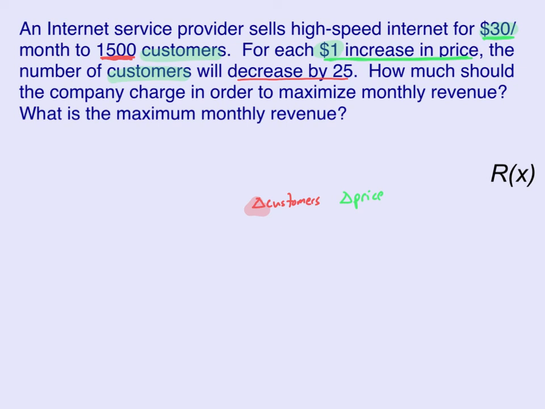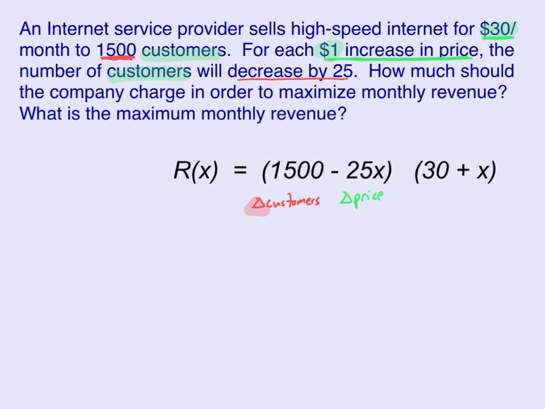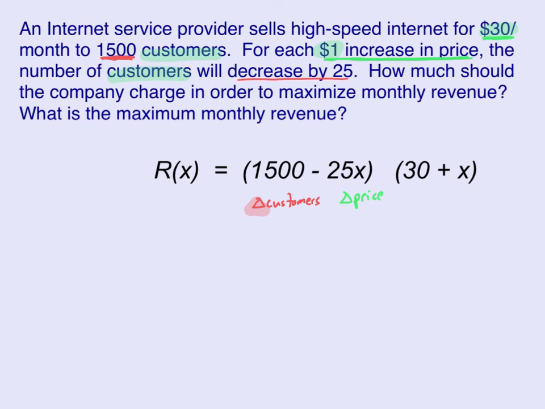All right. And so if you think about it, our formula would be this. We'd have 1,500 minus 25x, because it's a decrease. That is the number of customers. And then 30 plus x, that is the change in price. And so I would multiply the number of customers by the price, and that's how I'd get my equation. So take a look. Starting value, rate times variable, only it's a negative rate. Starting value, right here, plus rate times variable, just like we did in the past.